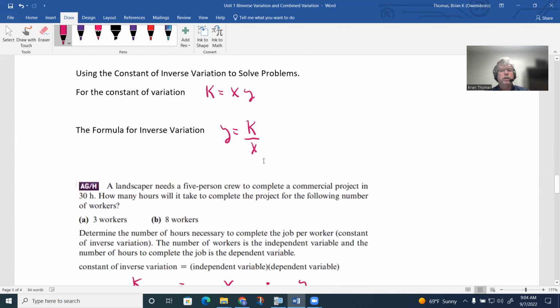So, using the constant of variation to solve problems, the constant of what we call inverse variation is going to be k equals xy. Remember, in direct variation, it was k equals y over x. In inverse variation, it's k equals xy. So the formula for inverse variation is going to be y equals k over x. Notice the formulas are a little bit different than direct variation. So we have a new formula, y equals k over x, to be used as a shortcut for inverse variation problems.